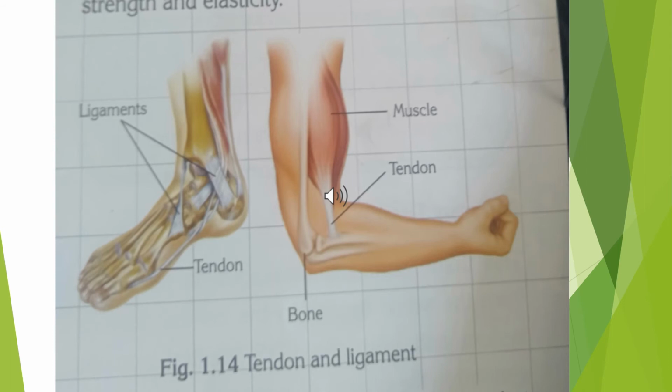Cartilage is found between the bones in joints, between the vertebrae, at the ends of the ribs, and in the ear and nose. Cartilage reduces friction and acts as a shock absorber.